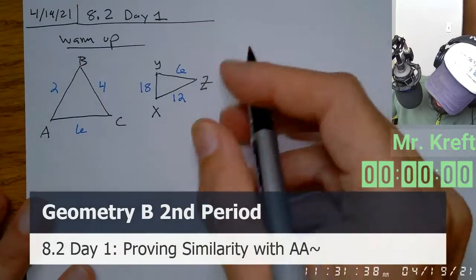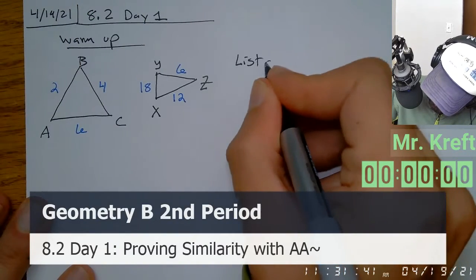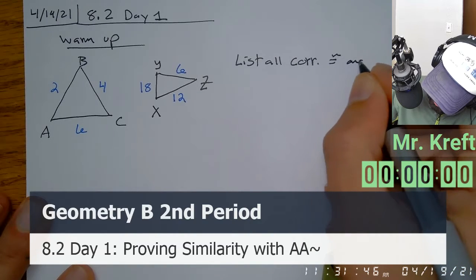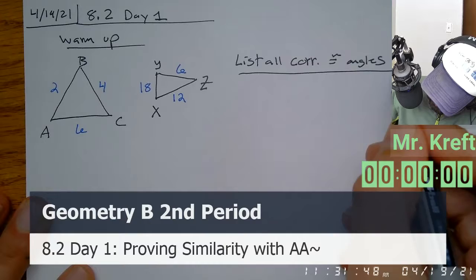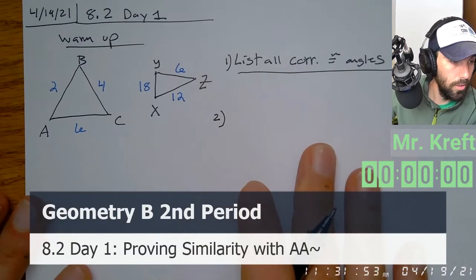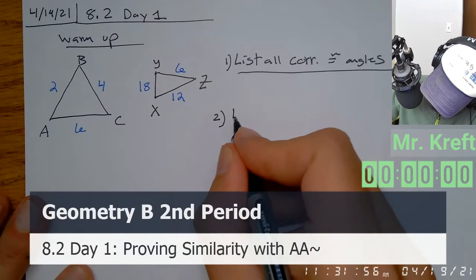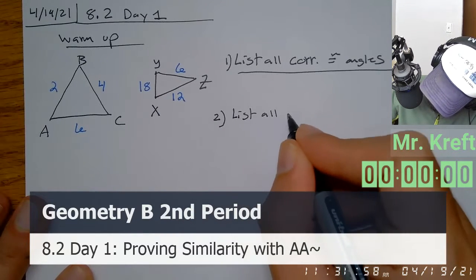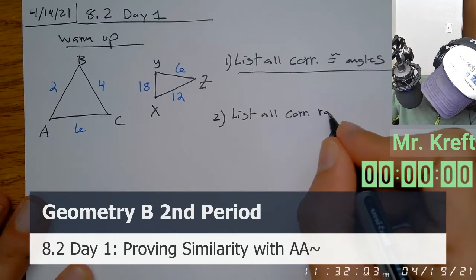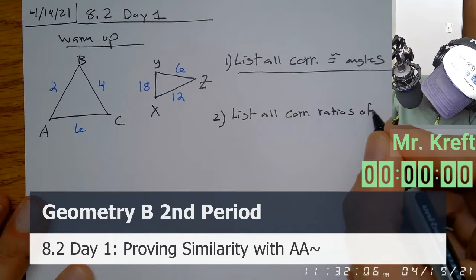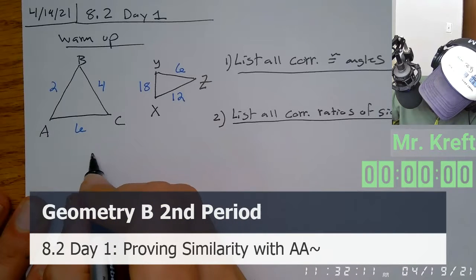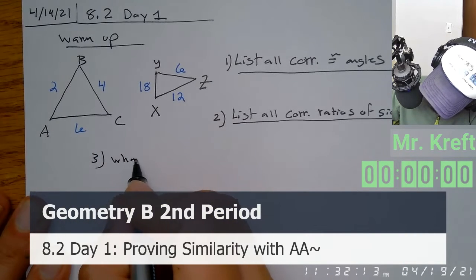So I want you to, one, list all corresponding congruent angles. Two, list all corresponding ratios of sides. And three, I want to know what's the scale factor.